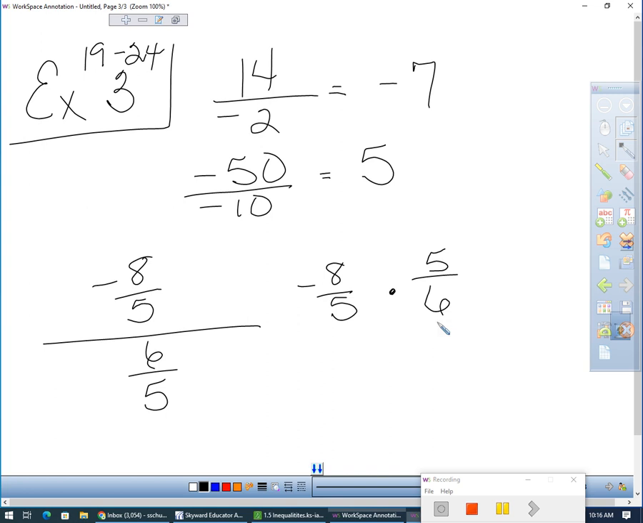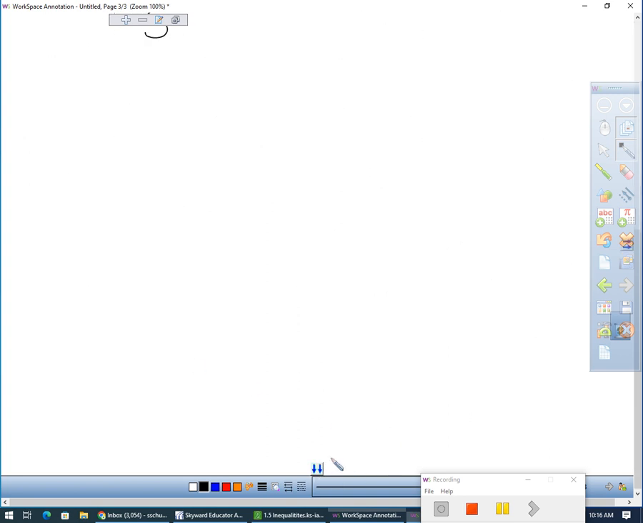Now we can cross-reduce. The 5s, I agree, Haley. 5 goes into 5 once. 5 goes into 5 once. What else can I cross-reduce? Negative 8 and 6. What goes into both? Good. 2 goes into 6 3 times. And 2 goes into 8 4 times. So I have negative 4 times 1 is negative 4. And I have 1 times 3 is 3. Beautiful.